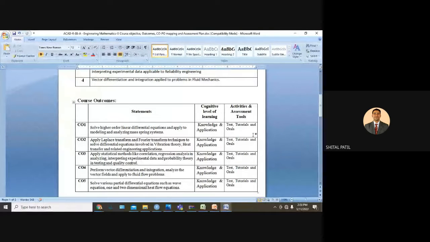Accordingly, there is the cognitive level of learning, that is BT level. BT is Bloom's taxonomy level. They are written in front of them: knowledge and application. Everywhere it is knowledge and application only. So accordingly, the assessment tools are there: unit test, tutorial, orals.